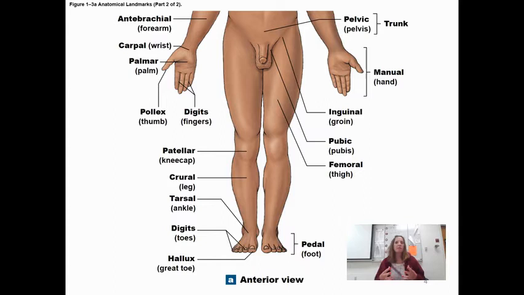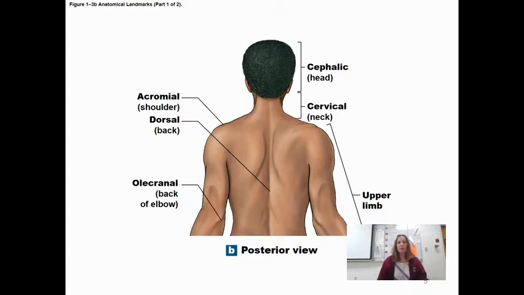And then we're going to take a look at the posterior view next. Posterior view, the shoulder, acromial, is right there. Dorsal is the backside. That's something that'll come up all the time. Cephalic is the head. Cervical, you might get that. If you're familiar with cervical vertebrae, that's going to be the vertebrae that are right in your neck. So this is a posterior view of the upper body.